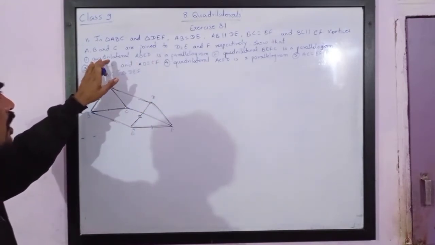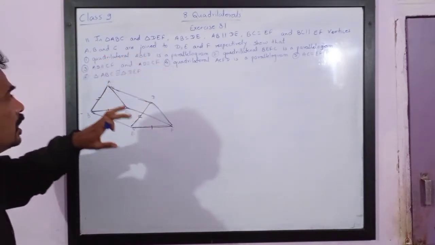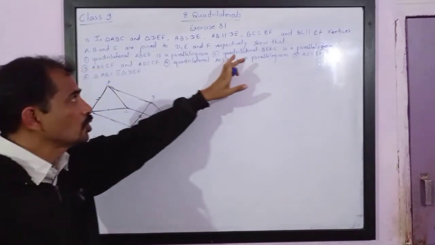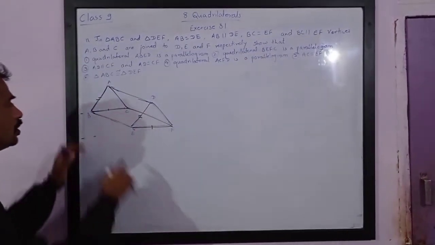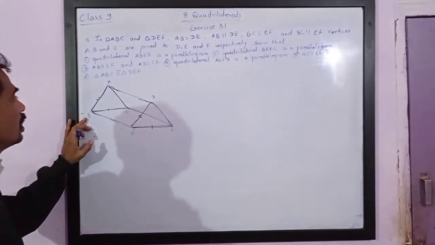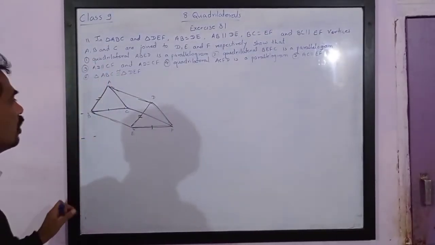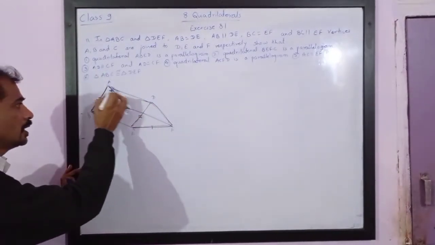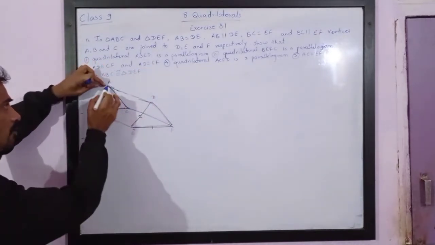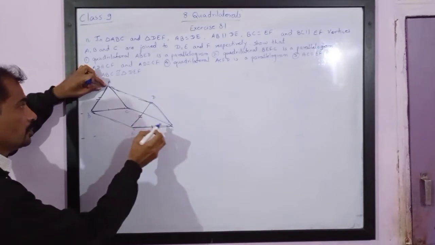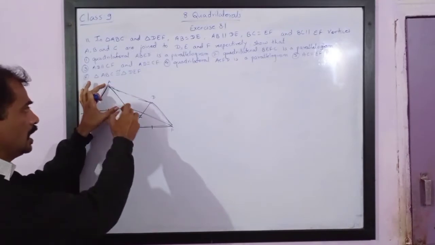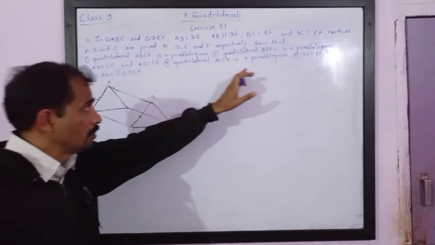Show that, first, quadrilateral ABED is a parallelogram. Second, quadrilateral BEFC is also a parallelogram. Third, AD is parallel to CF. Then we have to show that AD equals CF. Next, the fourth part, quadrilateral ACFD is a parallelogram.